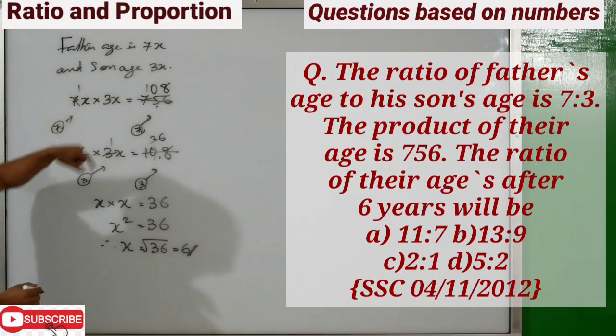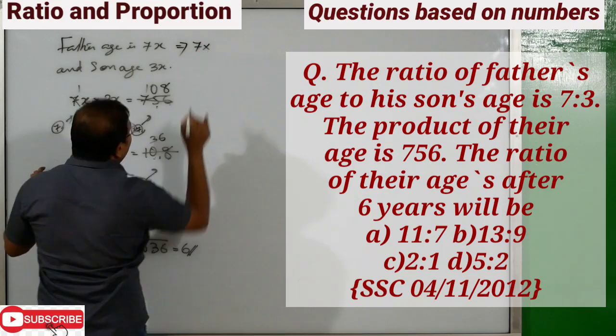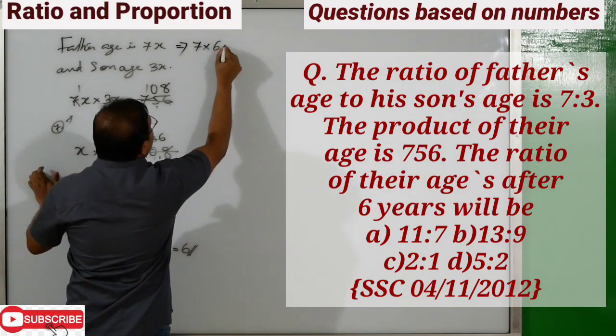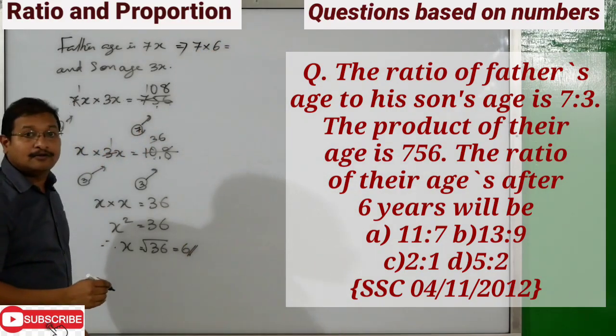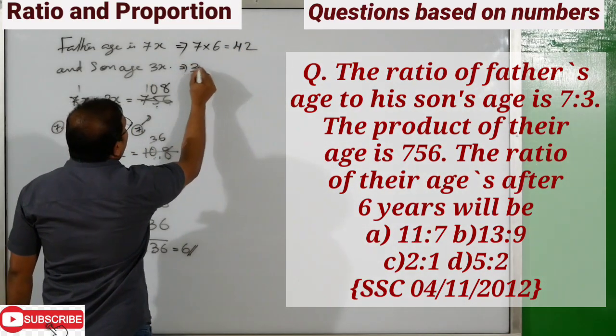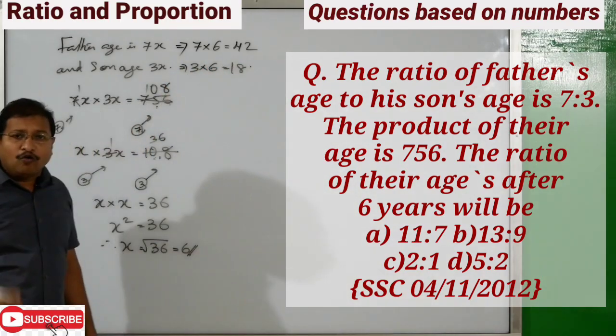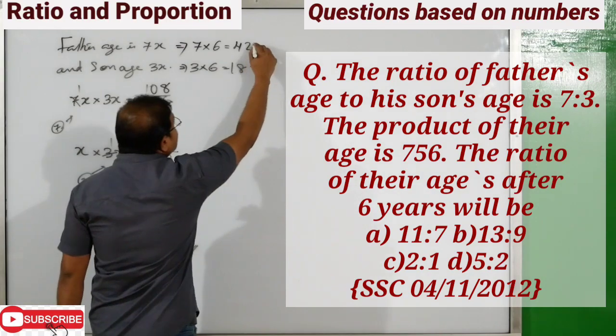Now what you will do? The father's age. Father's age means already here 7x. 7x means what will happen? 7 into x, we got 6. So 7 6s are 42. And now son's age is 3 into x. That means 3 into 6, that means 18. Now what happened after 6 years?